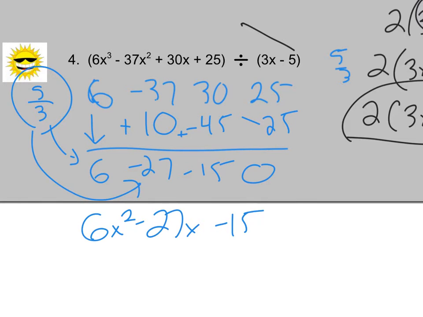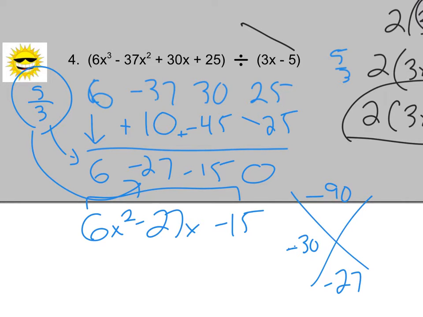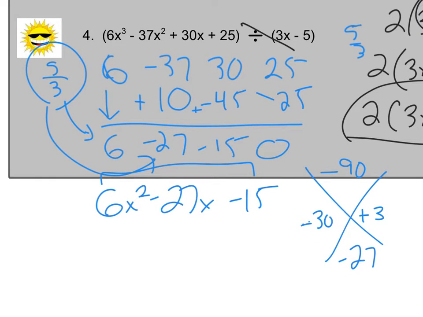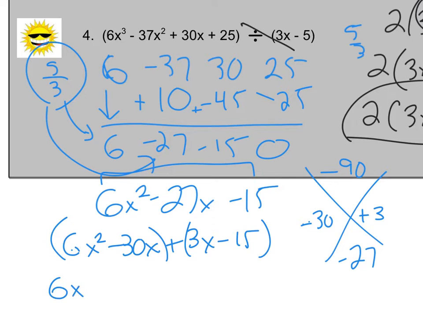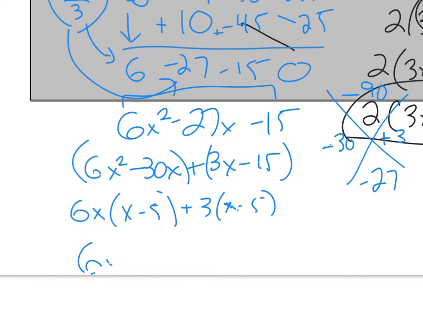So now take what I have left and factor this. So what multiplies? 15 times 6 is going to be 90, I believe. So what multiplies to negative 90 but adds up to negative 27? Well, I like negative 30 and positive 3. So that'll be 6x squared minus 30x plus 3x minus 15. So it'll be 6x, x minus 5, plus 3, x minus 5. So my final answer here then is going to be 6x plus 3, x minus 5.